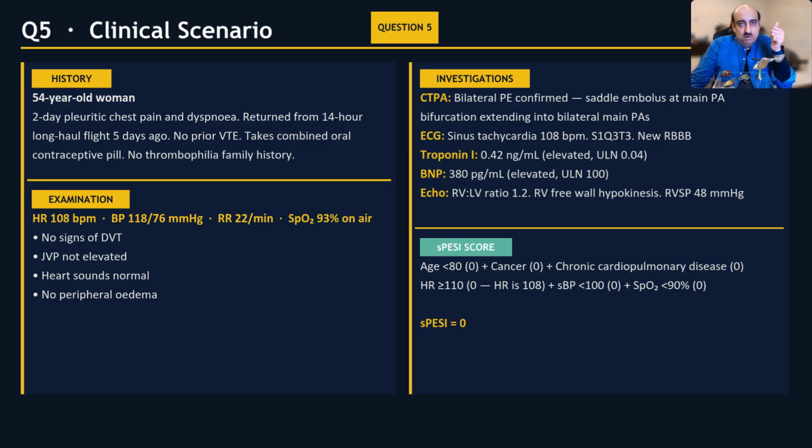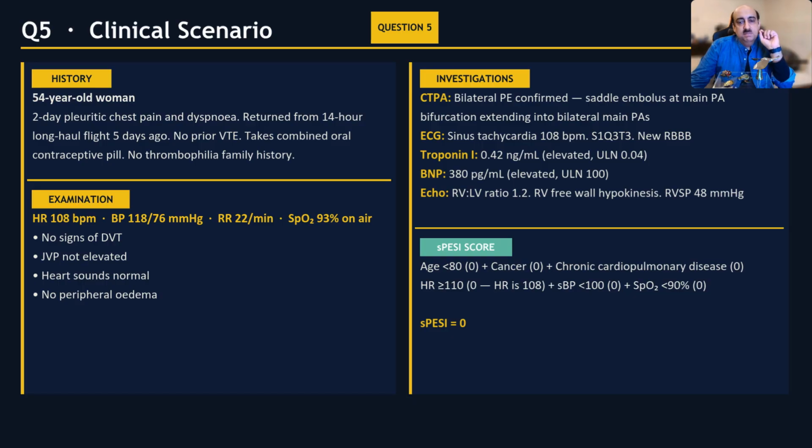And the echocardiography, transthoracic echocardiography, revealed an RV to LV ratio of 1.2, normal being less than 1, ideally 0.6 to 0.9, which means RV is 20% bigger than LV, which normally shouldn't be the case. And there is RV free wall hypokinesia, and right ventricular systolic pressure is elevated at 48 millimeters of mercury.